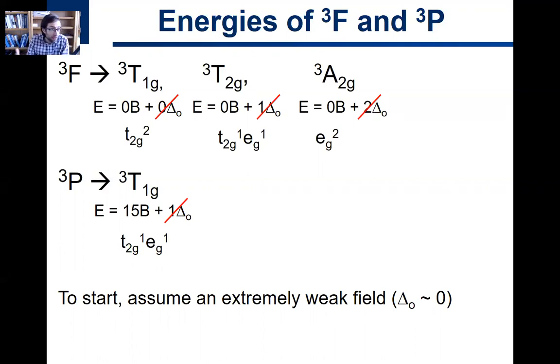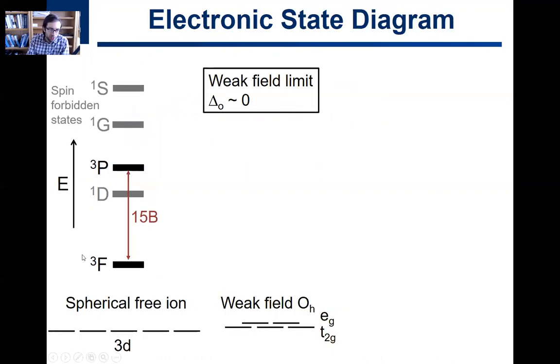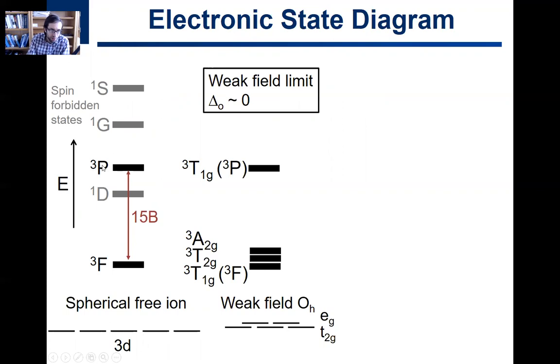So this would be like you have a very, very weak ligand, but you still have an octahedral symmetry. That essentially makes all these delta O terms go away. And so we start with our spherical ion, then we split, but a very weak split. EG and T2G are barely separated, but we do have the 6 ligands, so we're octahedral. And so we know how the triplet F is going to split. It's going to split into those 3 terms we just talked about. The triplet P splits into a triplet T1G. I put in parentheses triplet P for the triplet T1G and triplet F for this triplet T1G to tell you, hey, this triplet T1G came from the triplet P, and this triplet T1G came from the triplet F, to distinguish between the two. All right, that's when you have a weak field.